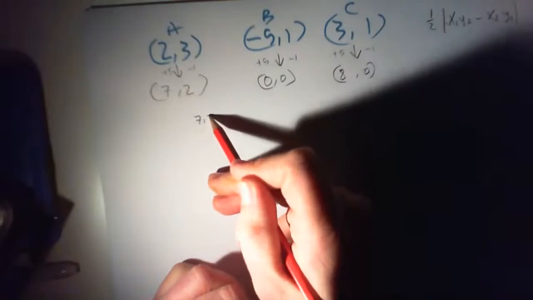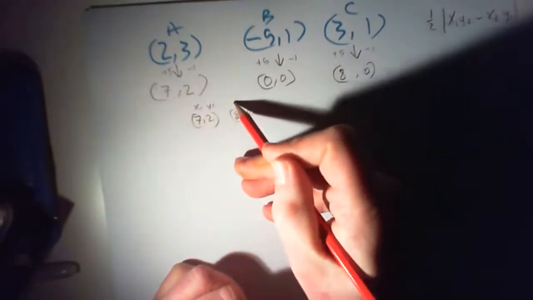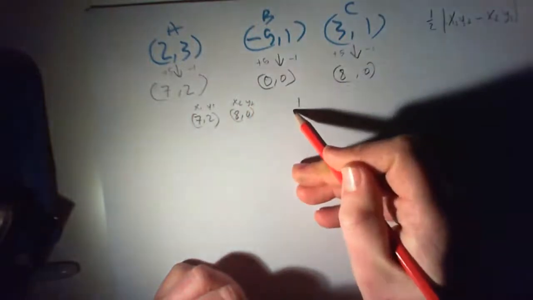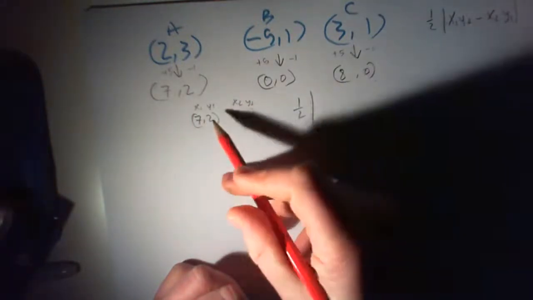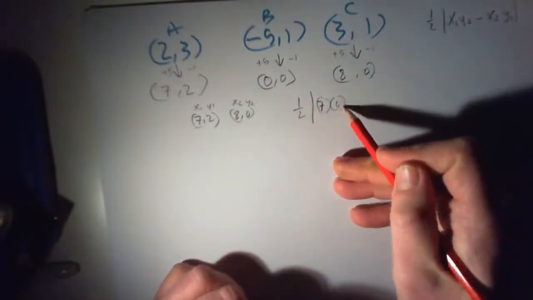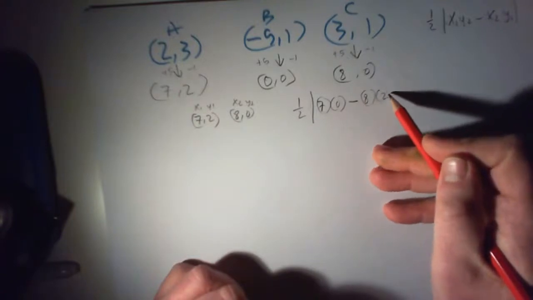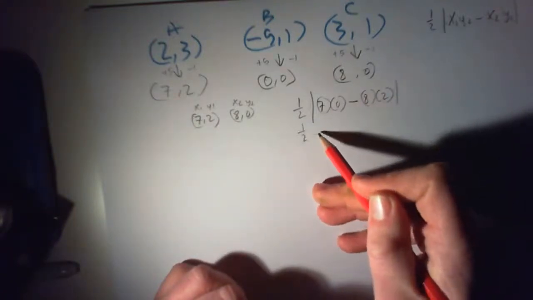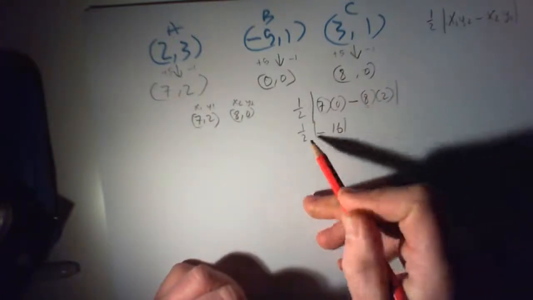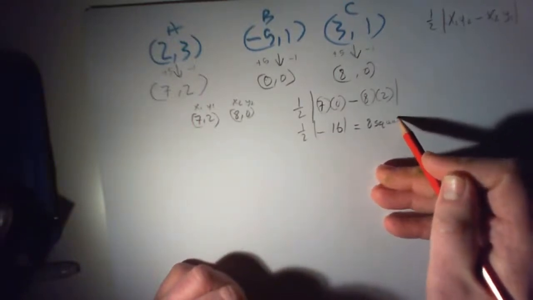So 7 and 2, 8 and 0, x1, y1, x2, y2. So that's a half of x1 by y2 minus x2 by y1. So that's a half of -16, but it's the absolute value, which is 8 square units.